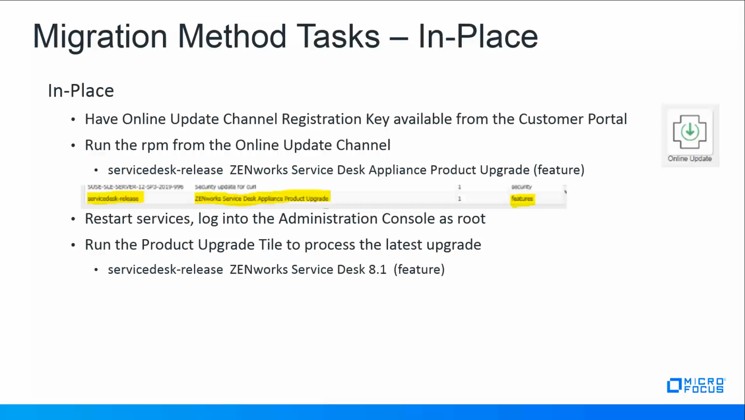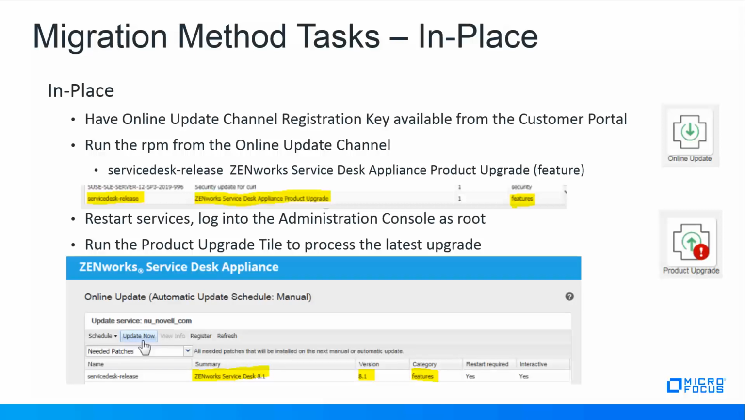Run the RPM from the online update channel. You're then going to restart the services and log into the administration console as root, and you will see a product upgrade tile. You can go ahead and select that tile and process the latest upgrade. In this case, it will be the ZENworks Service Desk 8.1 feature. Then log into the administration console to upgrade the schema.